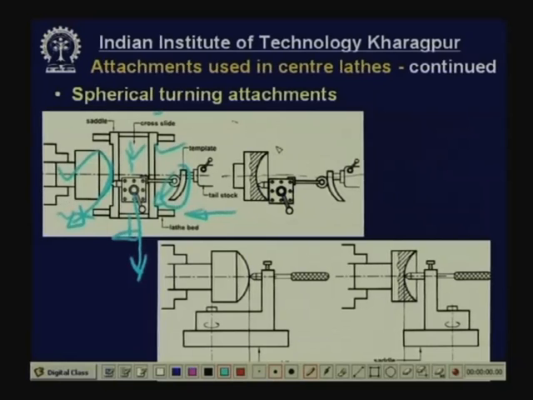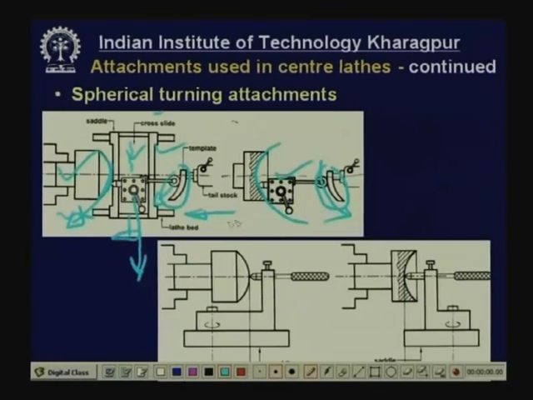Now, if you want a concave surface, then what will you do? Then you have to use this kind of template. The other things are more or less the same. This will be mounted on the cross slide, the cross slide will be mounted on the saddle, and the saddle will be free or disengaged from the lead screw or feed rod. So, the longitudinal feed can be automatic because of the movement of the roller.